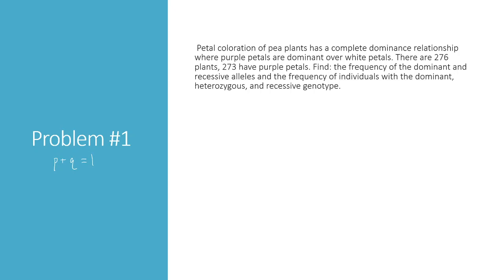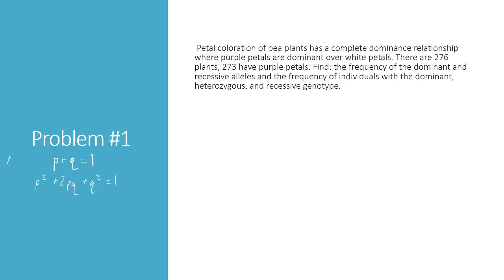And that equation is saying that you have some amount of dominant alleles, p, you have some amount of recessive alleles, q, and together they make up 100% of the alleles in the gene pool. Then the other equation is p squared plus 2pq plus q squared equals 1.